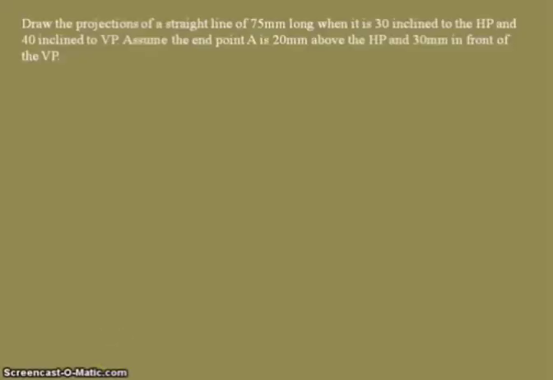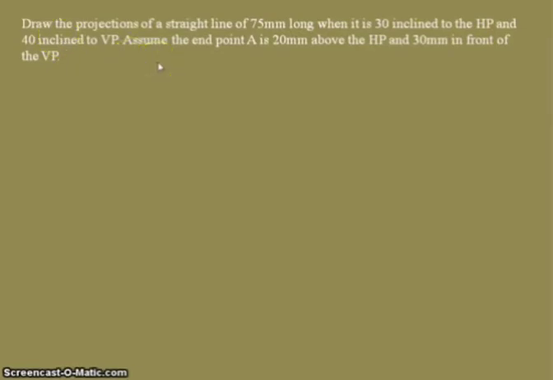Hello everyone. Now we are going to discuss again the projections of a straight line when it is inclined to both planes. Here is the example problem. We need to draw the projections for a straight line of length 75 mm when it is inclined at 30 degrees to the horizontal plane and 40 degrees to the vertical plane.